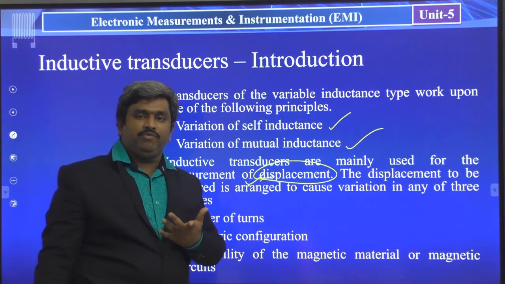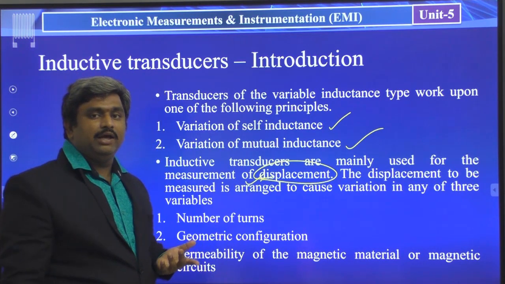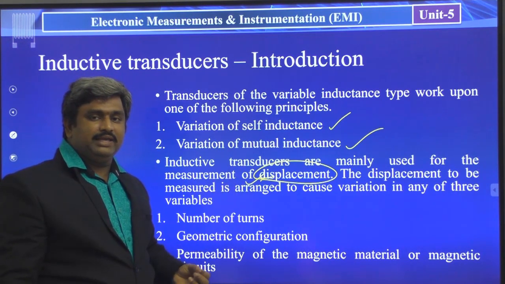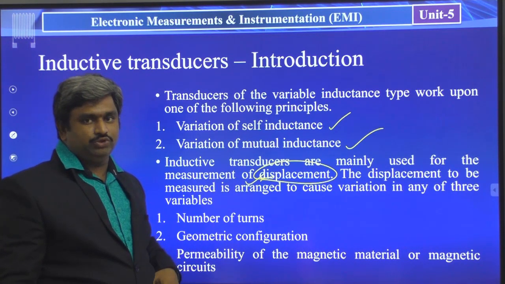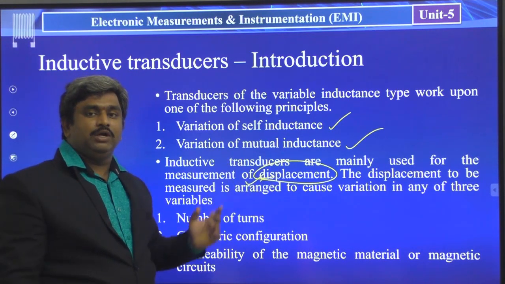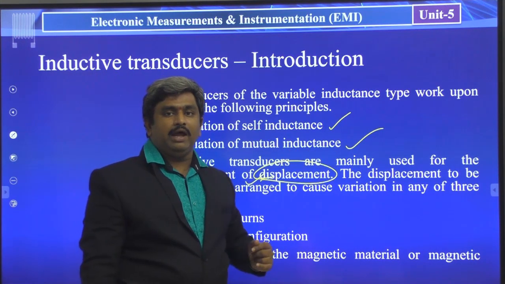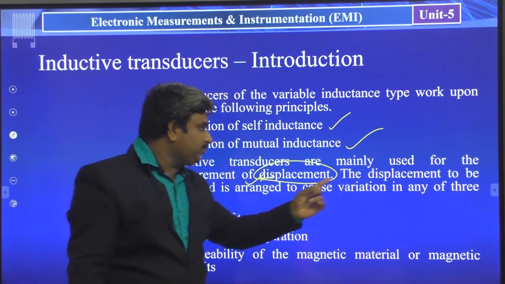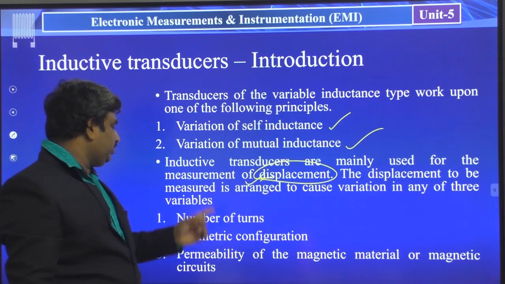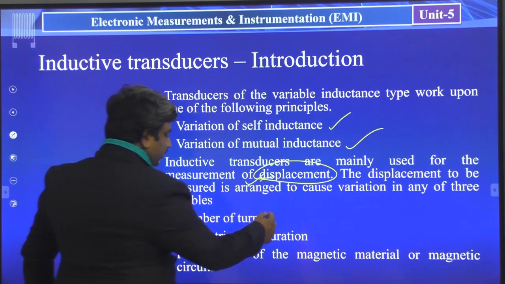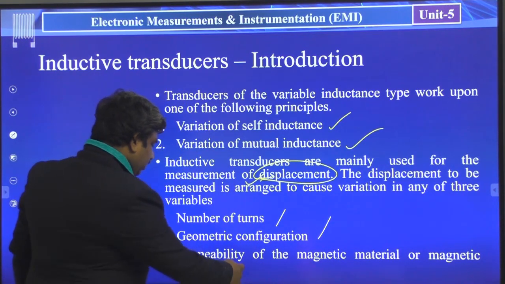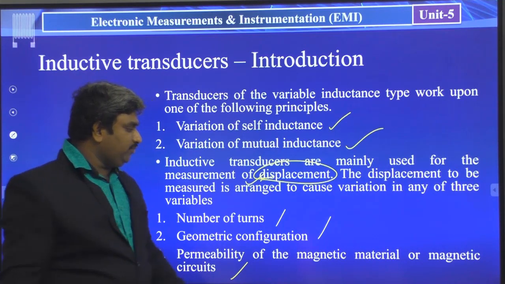We measure how much displacement moves the conductor at the input side. The displacement is taken as the input parameter for the transducer, and a displacement proportional voltage is observed at the output side. The displacement to be measured is arranged to cause variation in any of three variables: the number of turns, the geometric configuration, and the permeability of the magnetic material or magnetic circuit.